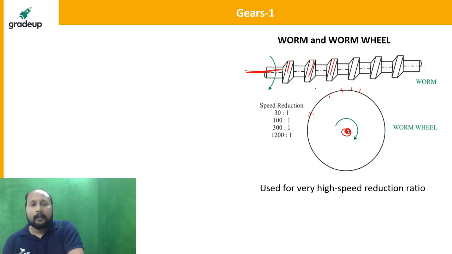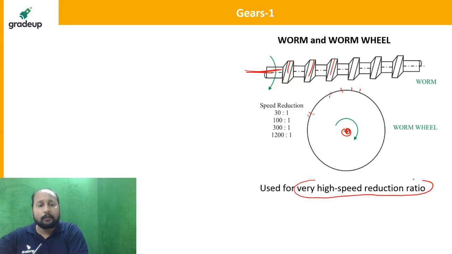Now if I talk about worm wheel, the most important feature of this is that it has a very high speed reduction ratio. Now what's the meaning of this term, very high speed reduction ratio? Drilling machine, yes, definitely we are using it there.